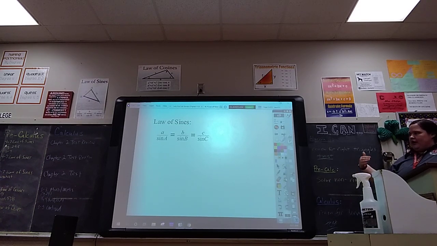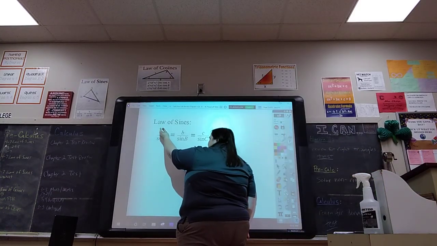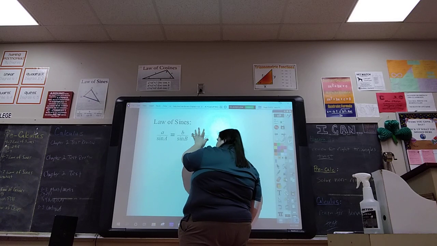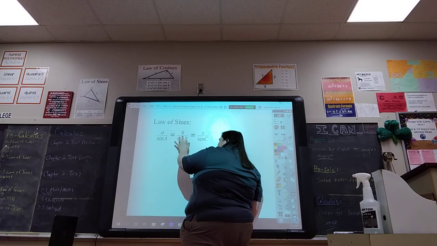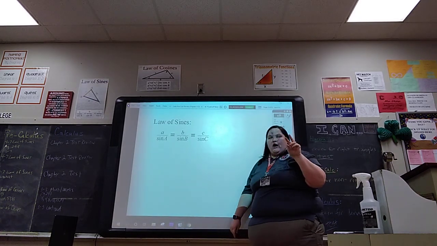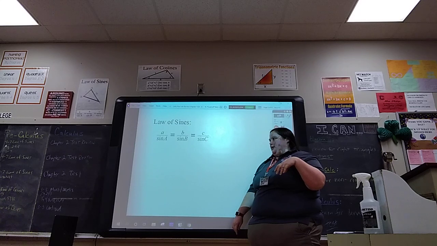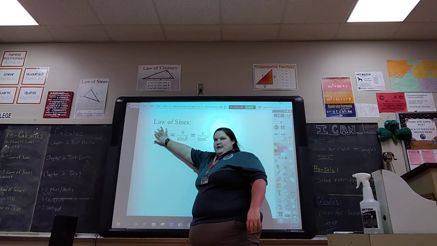So in order for this to work, because these are actually ratios the way they're set up, you have to have one ratio all filled out. So in order to use one of these, you have to know angle A or side A, or angle B or side B, or angle C and side C. So you have to know one complete pair in order for this to work. Because if you can fill out one whole ratio, then you actually can define what that is.